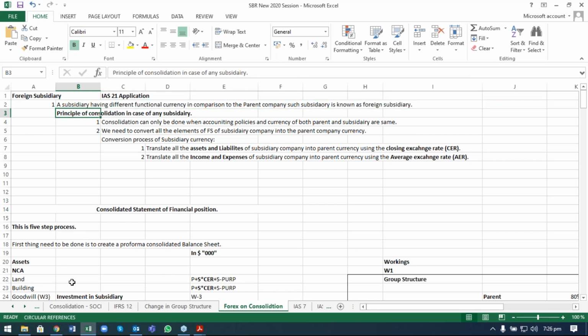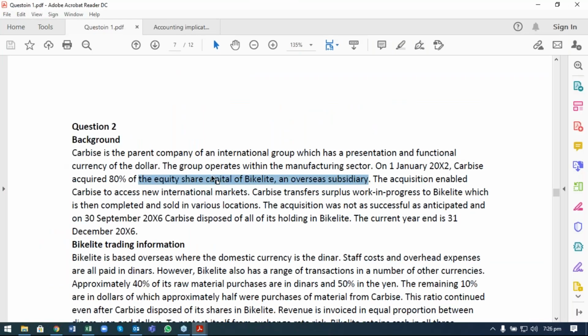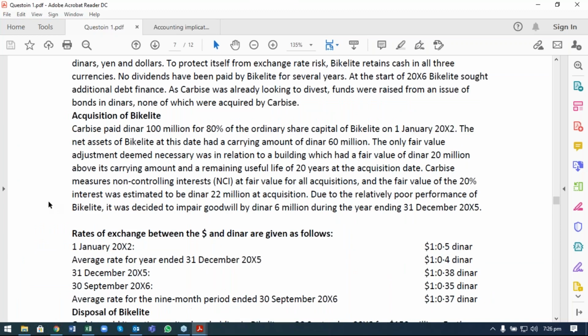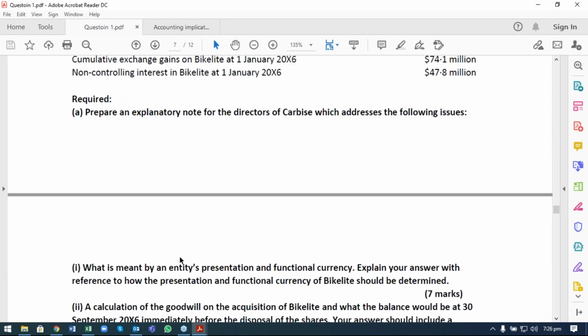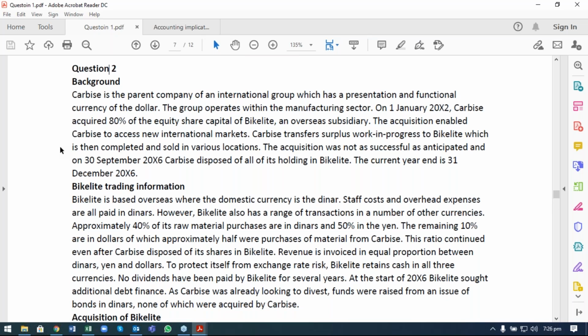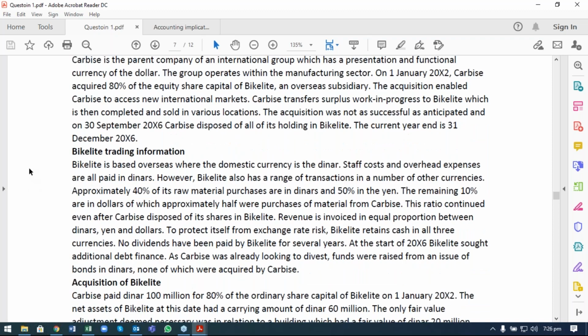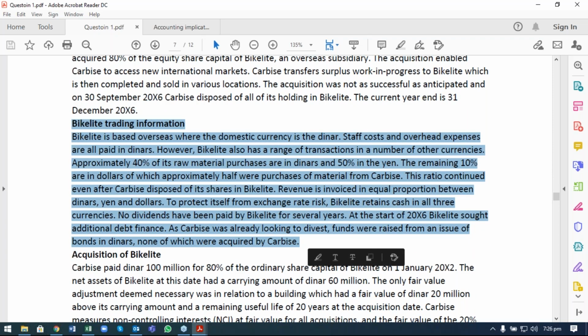Right now, as we have discussed IAS 21, we'll be looking into our scenario, whether this is the first requirement: whether Backlight's functional currency and presentation currency would be the same as its parent's currency or something different. First things first, whether Carbise has a strong hold on the subsidiary company. From this scenario, I'm quite sure that if you look into this trading information, you'll find that Carbise doesn't have a strong hold on Backlight. So Backlight is most of the time an autonomous body.